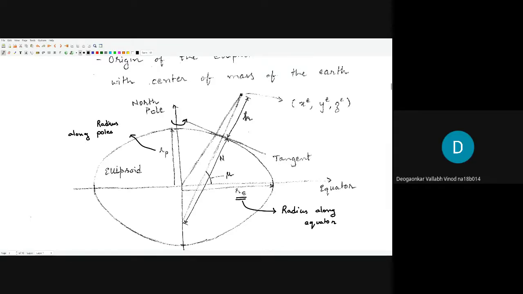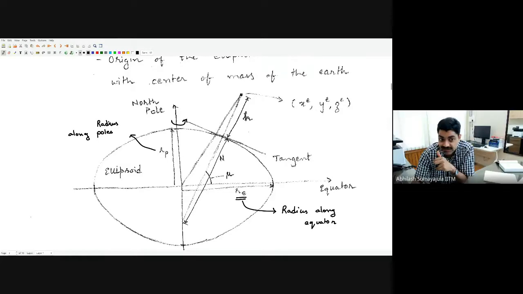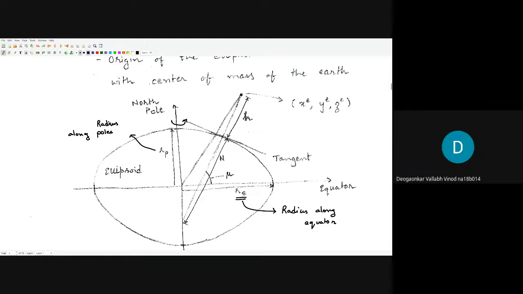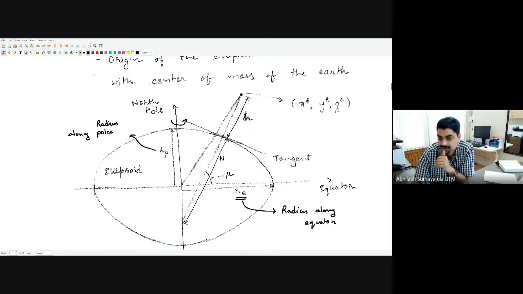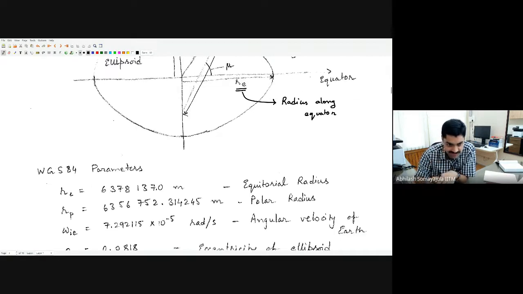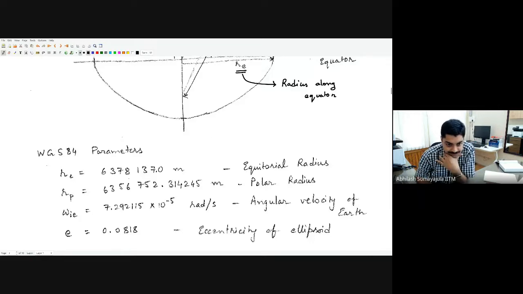WGS 84 defined the RE and RP. Correct. So RE and RP basically define this ellipsoid. Okay. So that is our radius along these poles. And in fact, you'll see that the radius is quite significantly different. 6,378,137 meters is the equatorial radius, whereas the polar radius is given by this.